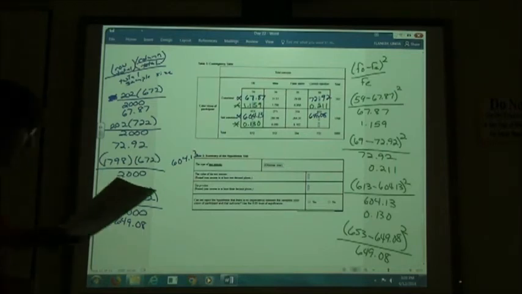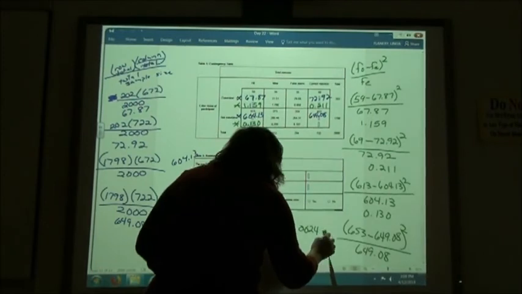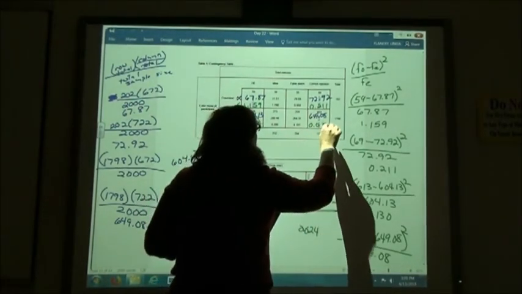When you punch that into your calculator, you should come up with 0.024.